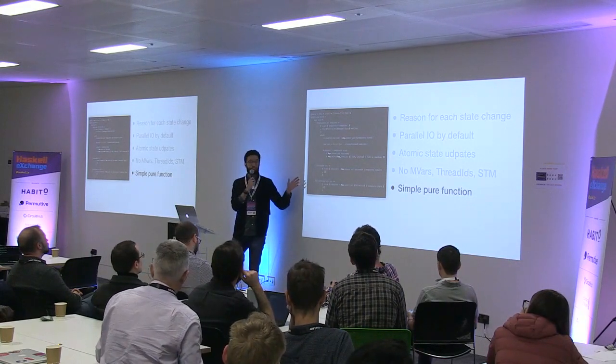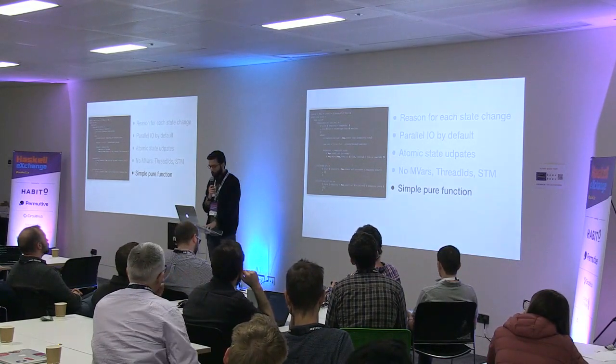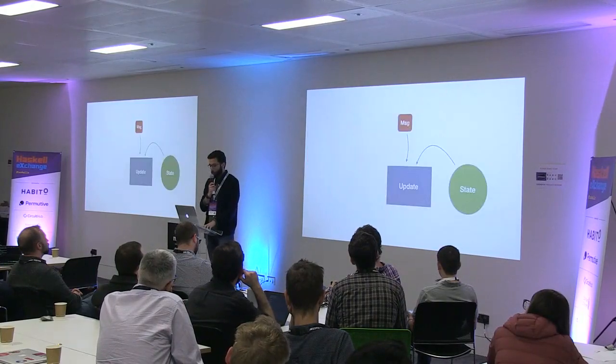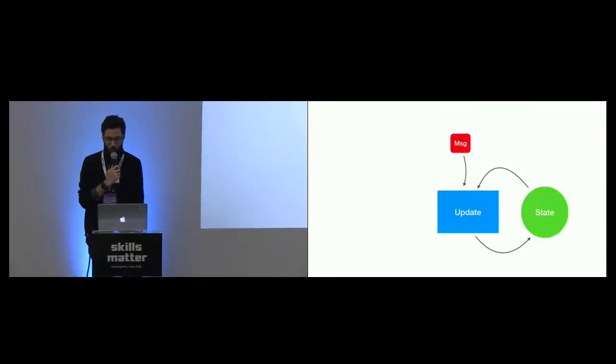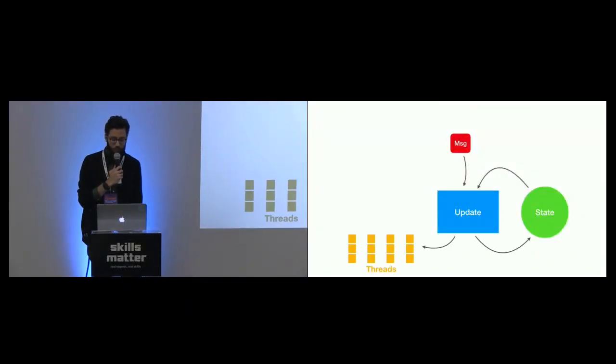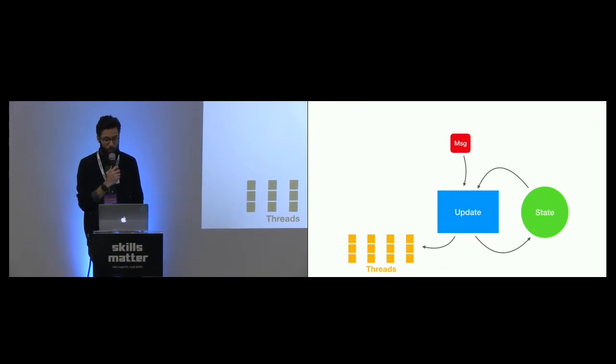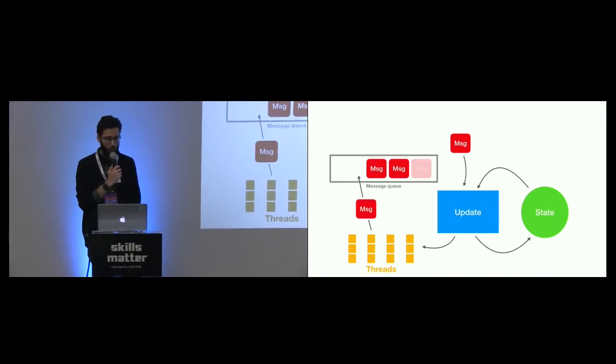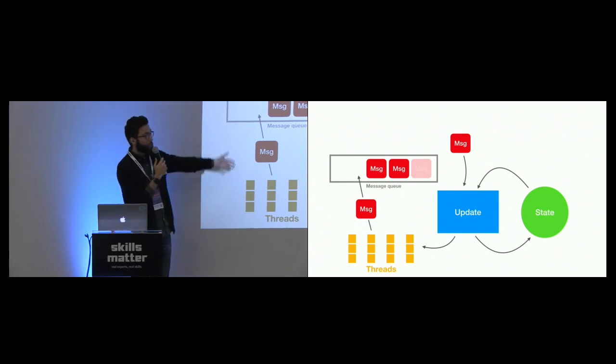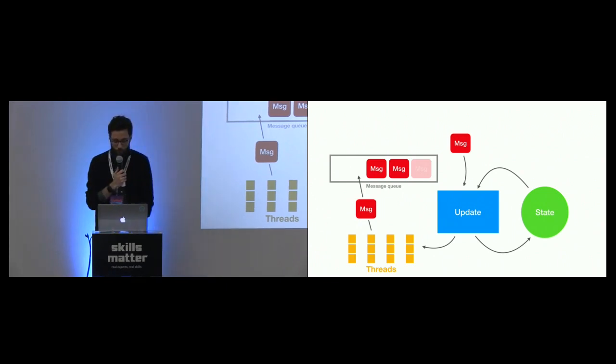We're not doing anything fancy. We're using nice concepts, but we are keeping it very simple. So just to recap, this is how it works. We have our update, which changes our state, sends some messages to be worked on by threads, which add messages to a message queue when they have finished with it, and eventually it will come back in the update function, and we keep this loop.